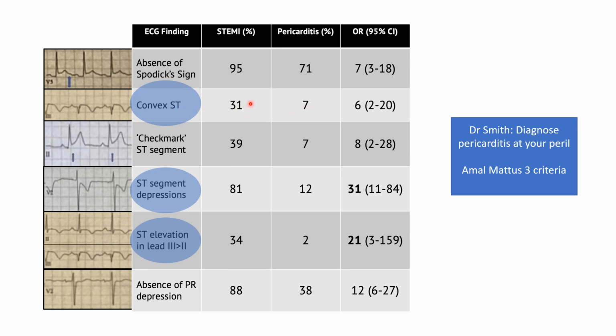Concave STs, that's something that mainly exists in STEMI. ST depression is something that also mainly exists in STEMI. And ST elevation in lead 3, more so than lead 2, is also something that only exists in STEMI. But bear in mind, you need to look for the combination of all these 3. But again, you diagnose pericarditis at your peril.